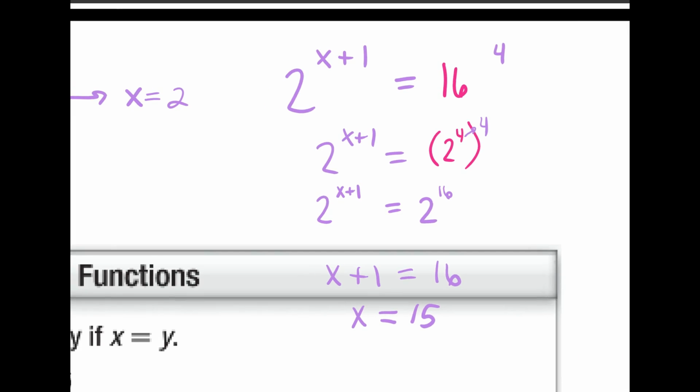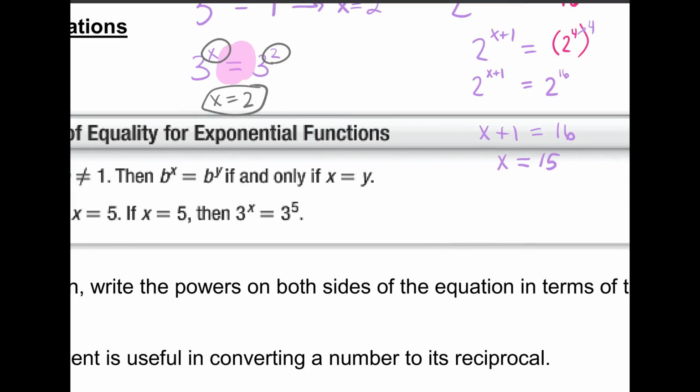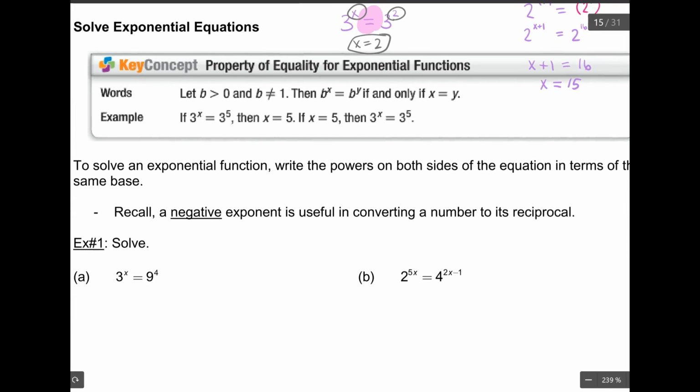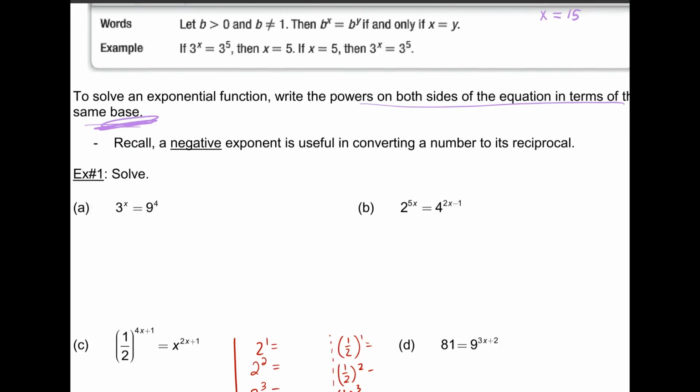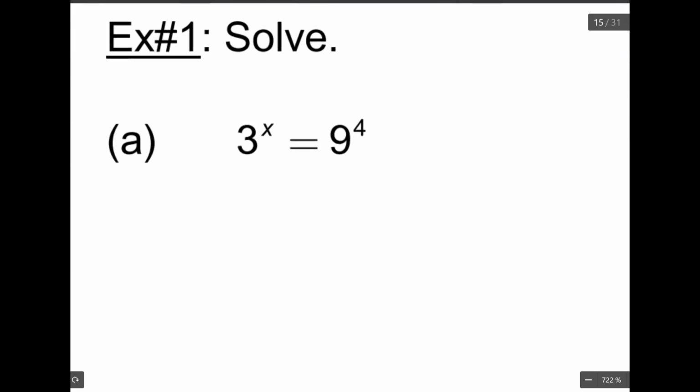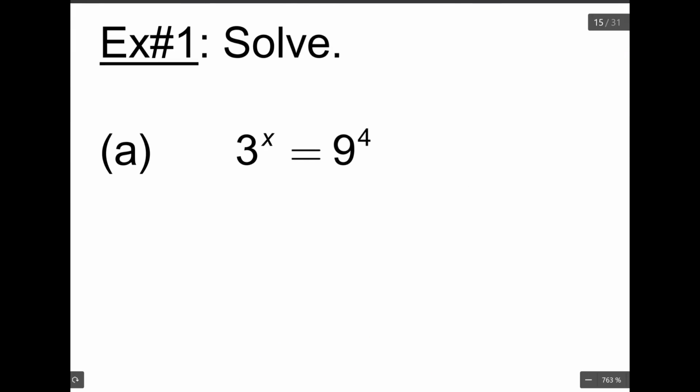So we can do this. This is the basic part of the first half of the lesson. To solve an exponential equation, write the powers on both sides of the equation in terms of the same base. And remember, a negative exponent is useful when you're converting a number to its reciprocal. We'll hit the negative number part a little later, but let's try this one using the same rules we just did.